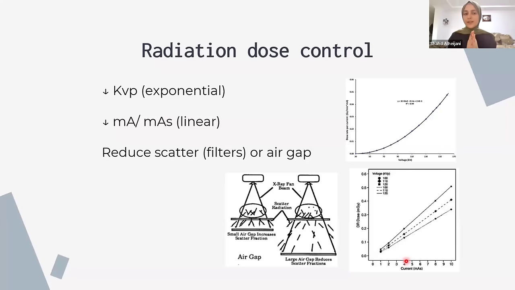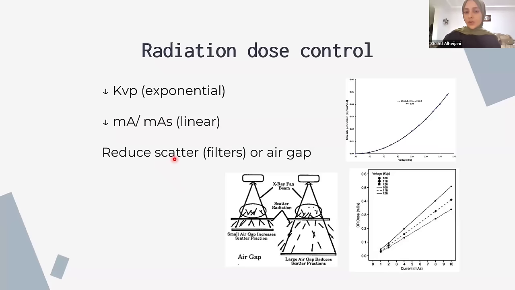So in that sense, when you talk about KVP, KVP is the most important thing to control when you want to control the dose, because it will give you an exponential relationship, not just a linear relationship. So first you have to control the KVP, and then you control the current. You try to reduce the voltage, and then you try to reduce the current.